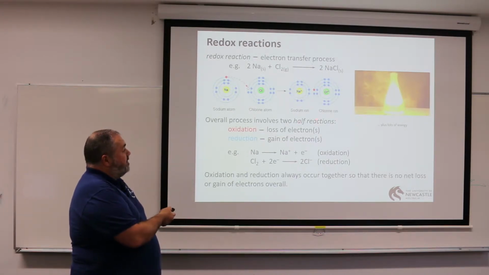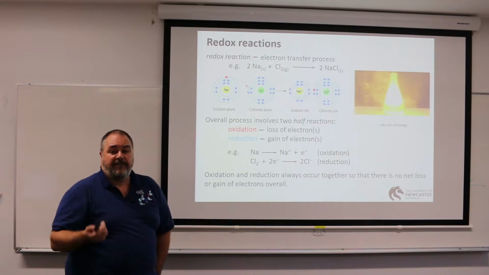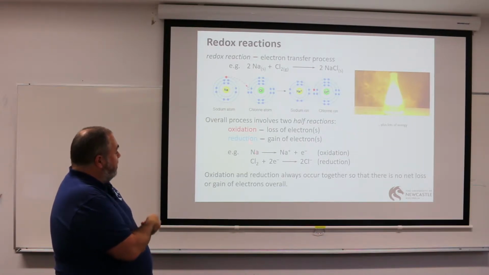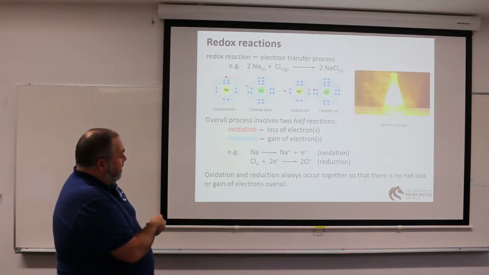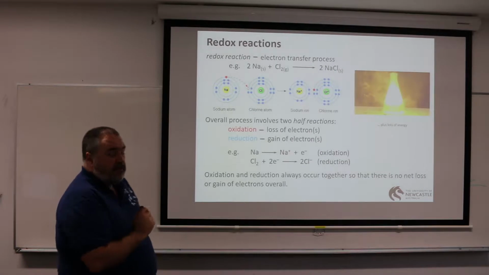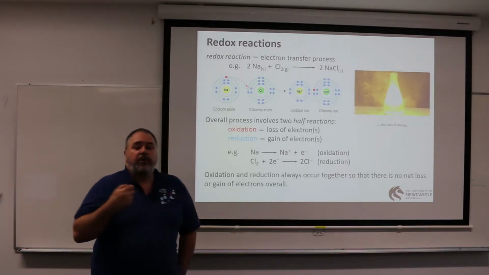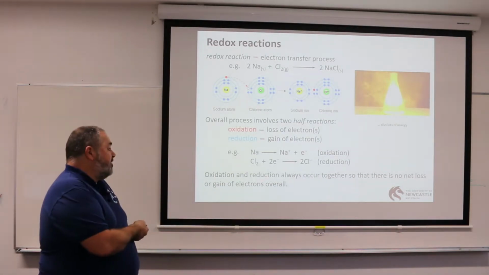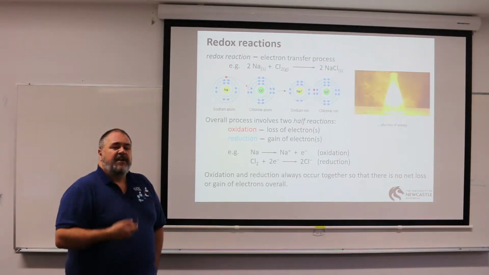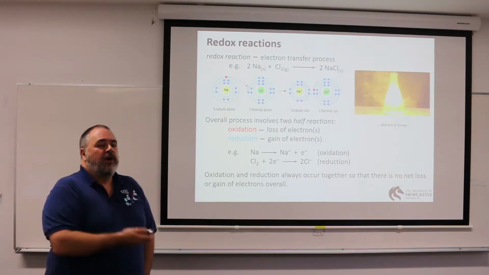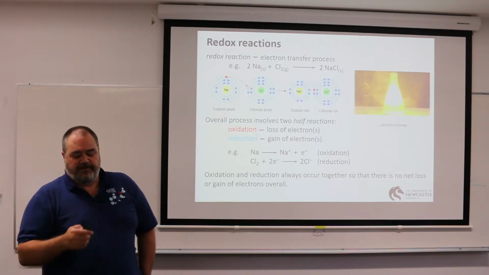The overall process can be considered as two half reactions. We have an oxidation where the sodium loses electrons and a reduction where the chlorine gas gains electrons to form chloride. And we'll always see this occurring in a redox reaction. Both oxidations and reductions will occur together. There will never be a case where we either generate free electrons or use free electrons from the environment.